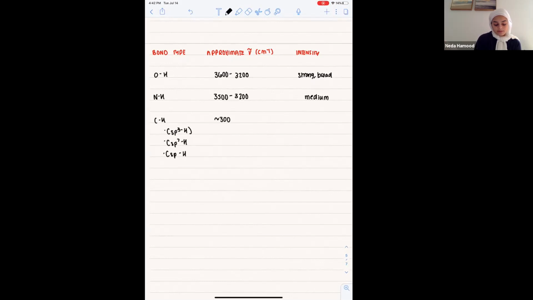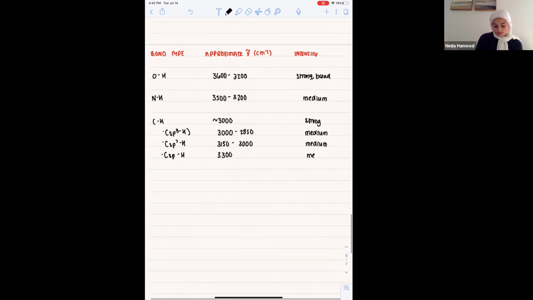So these are going to be at about 3,000. This one specifically is 3,000 to 2,850, 3,150 to 3,000. I have this one at 3,300. So they're all going to be medium. In my notes, I have that the C to H is strong. So the peak is kind of thin.